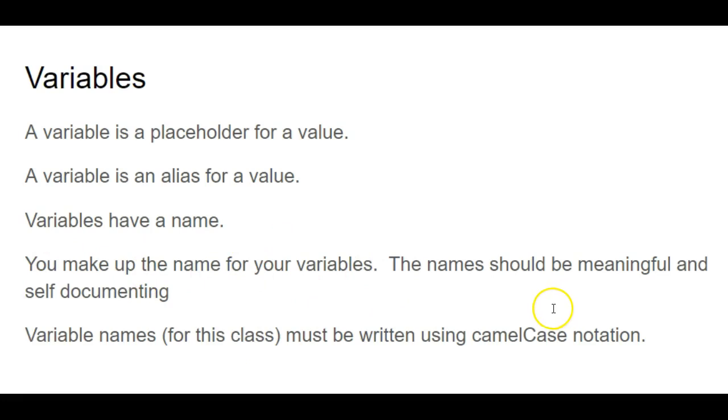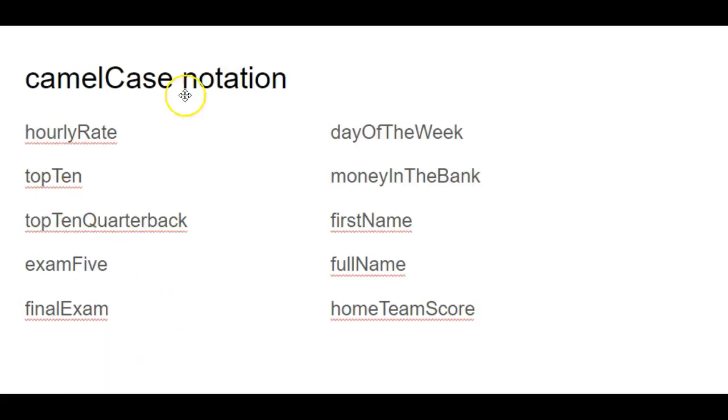They should be meaningful. Variable names for this class must be written in camel case notation. Camel case. So then you should say, hey, what is this camel case notation? And it's real simple. No underscores, no dashes, no special characters, just words. For example, hourlyRate, top10Quarterbacks.